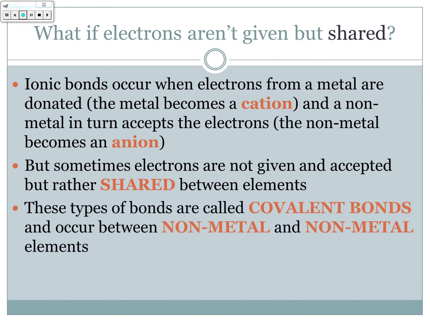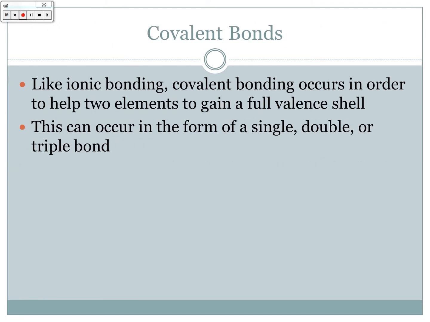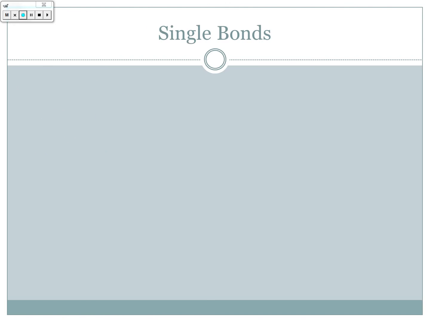Sometimes, however, electrons are not given and accepted, but rather shared between elements. These types of bonds are called covalent bonds, and they occur between nonmetal and nonmetal elements. So whenever a compound is made by sharing electrons instead of donating or accepting them, it's a covalent bond and occurs between two nonmetals. Like ionic bonding, covalent bonding occurs in order to help two elements gain a full valence shell. This can occur in the form of a single, double, or triple bond, depending on the situation. So let's break that down a little bit.